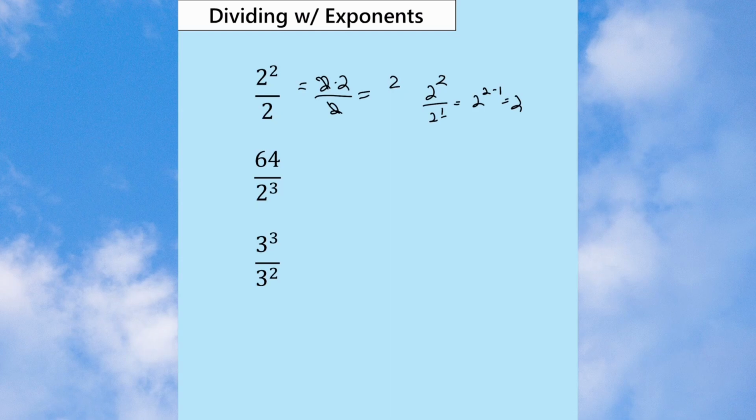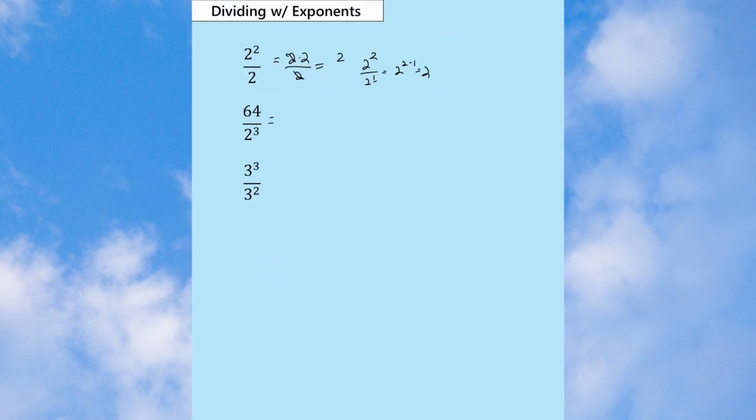Let's apply this here to 64 over 2 to the 3. Here we see that 64 is 2 times 2 times 2 times 2 times 2 times 2. 2 to the 3 on the bottom is 2 times 2 times 2. This cancels out and we get left with 2 to the 3. But if we use the other format, the top would have been 2 to the 6 and the bottom is 2 to the 3. And this results in 2 to the 6 minus 3, or 2 to the 3. So again, we can do it either way.